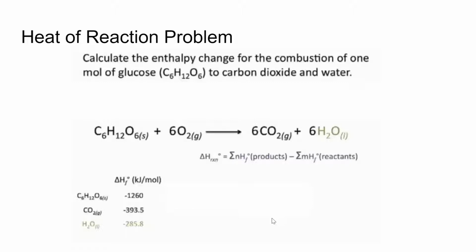Now, why do we not have the oxygen in there? The reason is that oxygen does not need any enthalpy to be made. It naturally exists as a diatomic gas. So a test question would be, what would be the enthalpy of hydrogen gas? You would pick 0 because that's how it naturally exists in nature. So why don't we do this problem?